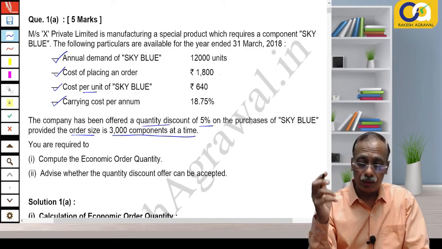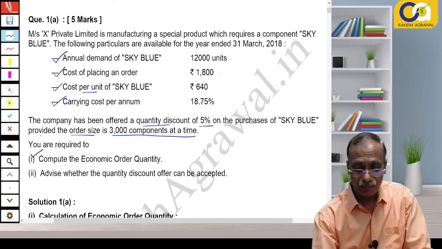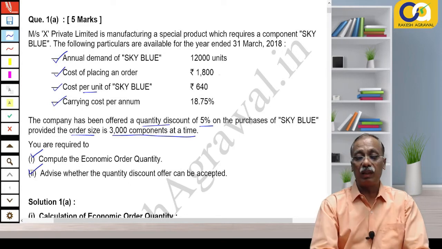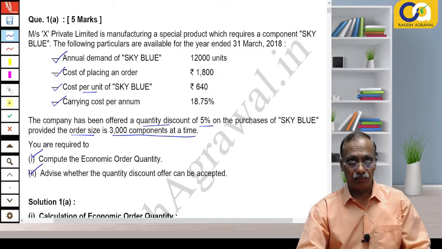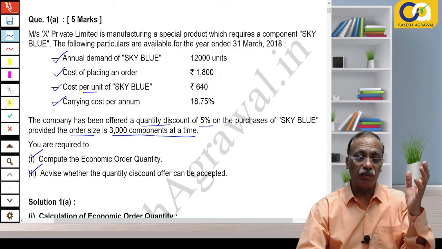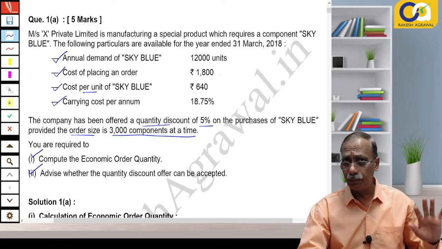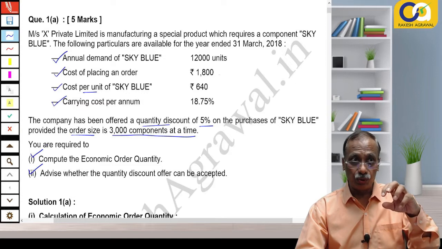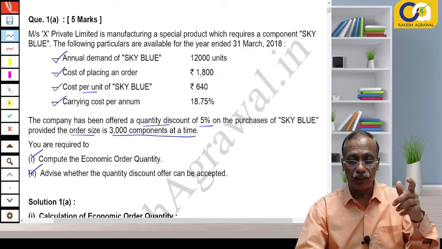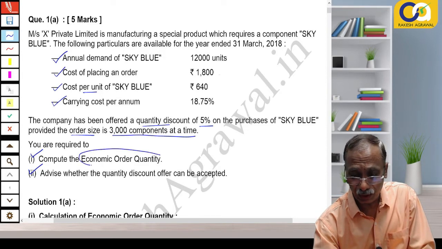Now you are required to compute the economic order quantity, and second, advise whether the quantity discount offer can be accepted. So there are 2 questions, my dear friends, here. One is computation of EOQ, another is the decision regarding whether we should accept the discount offer or not. So we'll go one by one, right? Answers are already printed, so you need not worry. You should pay attention to the discussion more and you should try to calculate the answer on the calculator. First, we'll go to the first question, that is economic order quantity.